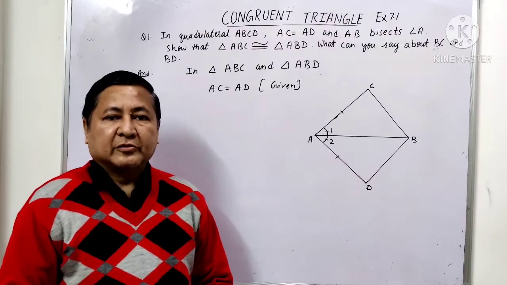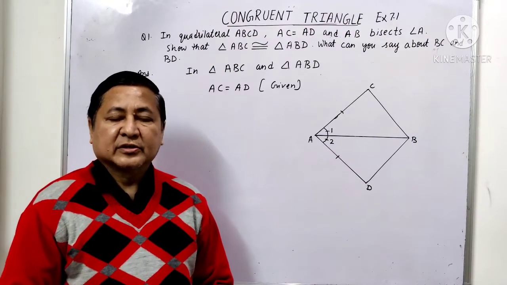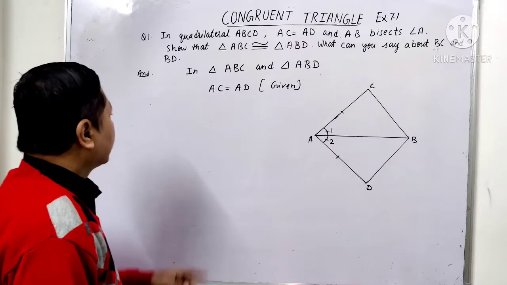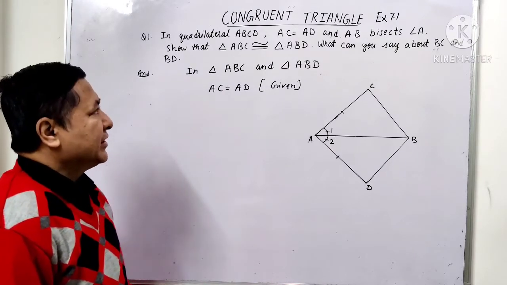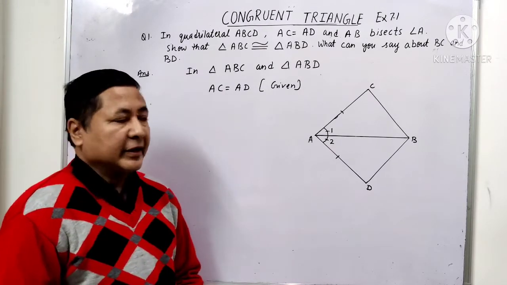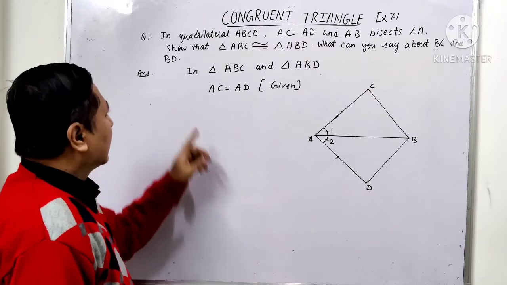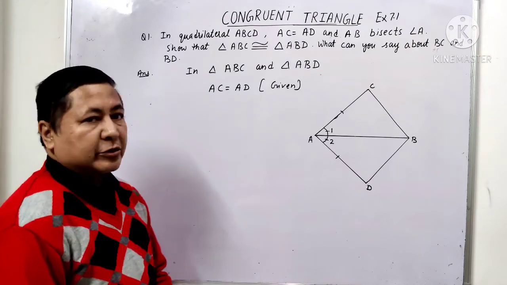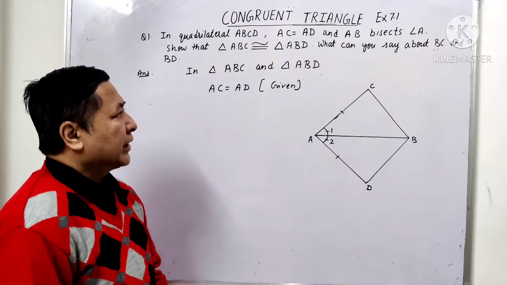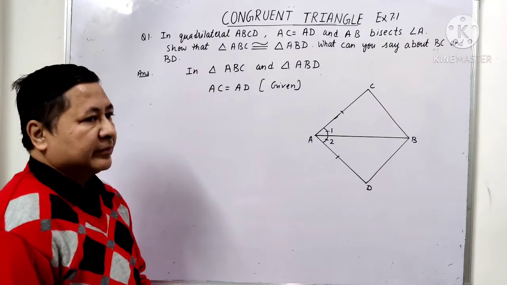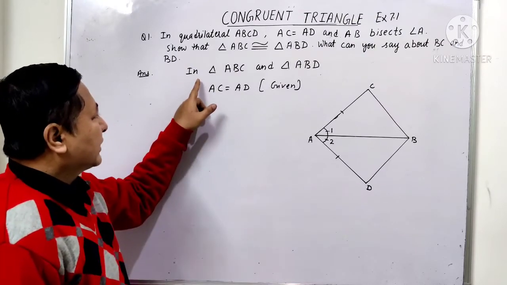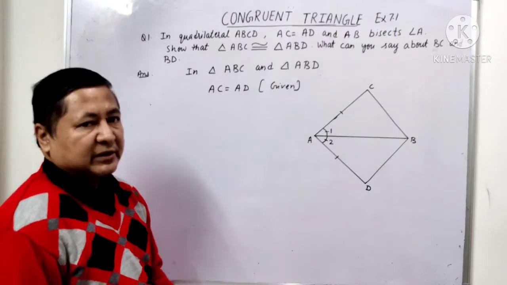Now let us solve the first question of exercise 7.1. The first question is: in quadrilateral ABCD, AC is equal to AD and AB bisects angle A. Show that triangle ABC is congruent to triangle ABD. What can you say about BC and BD? Now we'll take the two triangles, triangle ABC and triangle ABD.